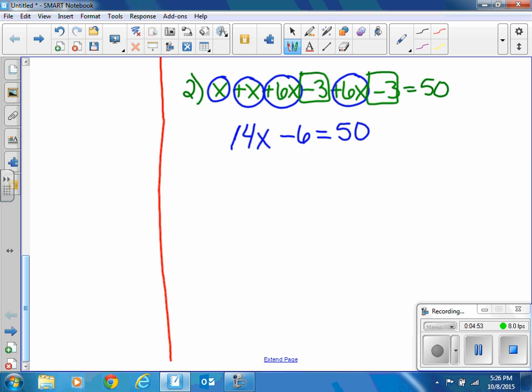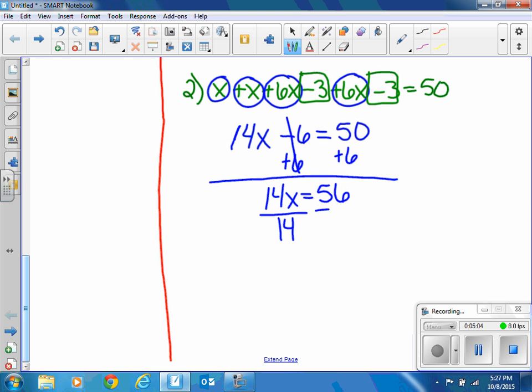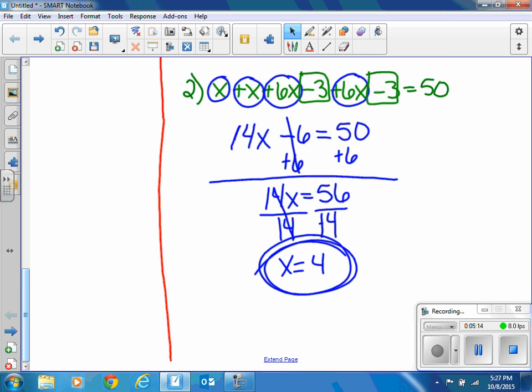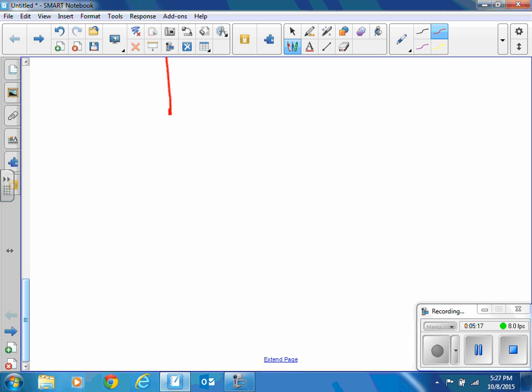All right, well, now we're back to a 2-step equation. We're going to add 6 to both sides. Cancel, 14x is equal to 56. Final step is to divide out that 14. These cancel, and x is equal to 4. All right, a few more examples to go over.